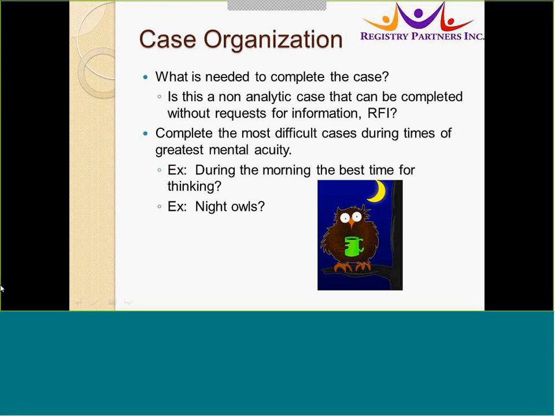Think about what is needed to complete the case. Is this a non-analytic case that can be completed without requests for information? Complete the most difficult cases during the times of greatest mental acuity. For example, during the morning, are you a morning person or are you a night owl? Maybe completing that head and neck case at 9 p.m. if you're a morning person is not the best idea.